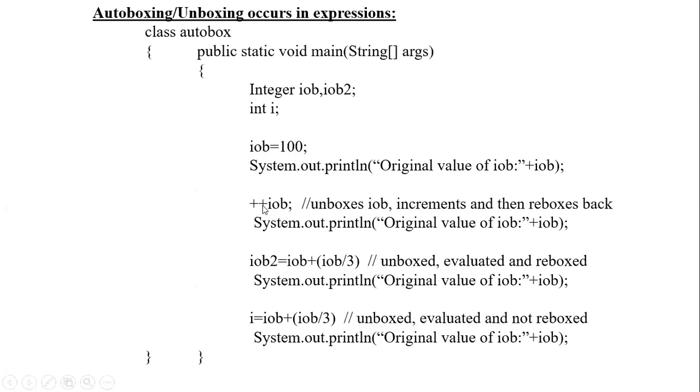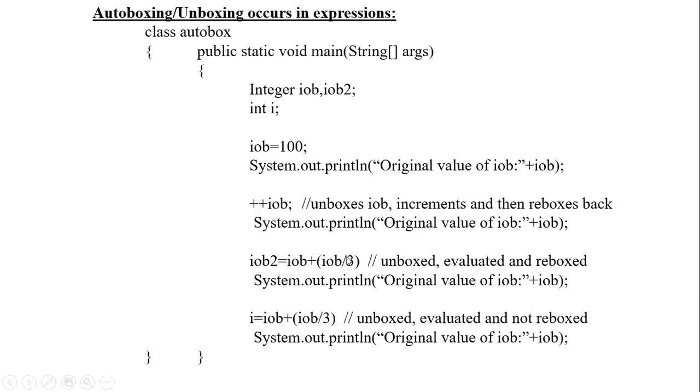Now, when it wants to add 1 to it, it performs an unboxing first, then adds 1 to it, then it will rebox that particular value, right? It unboxes iOb, increments, and then reboxes back. So these things will be done automatically. No need to worry about how to do autoboxing and auto-unboxing. We can seamlessly use primitive types and objects, right?